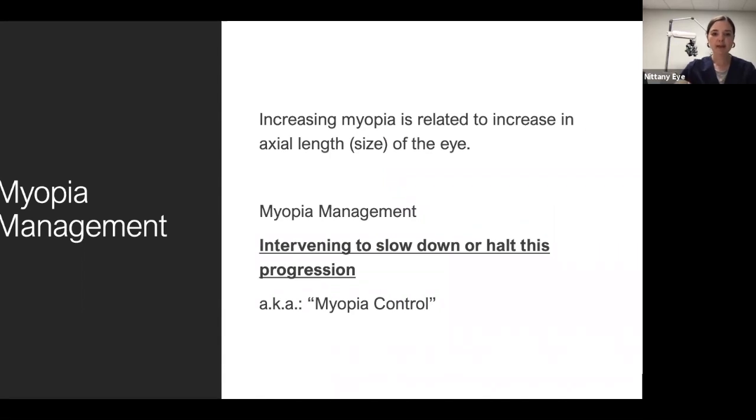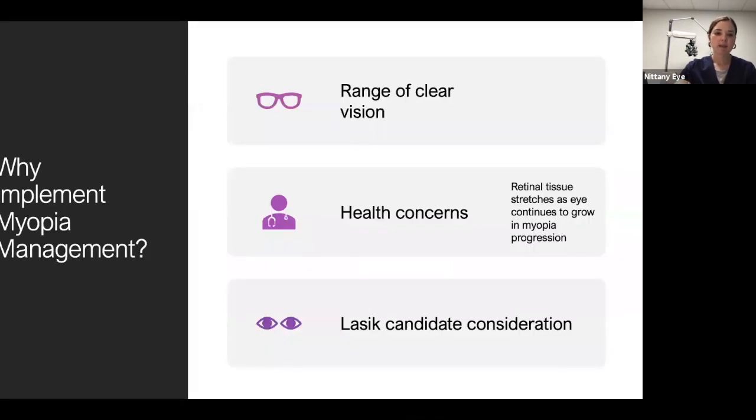So myopia management is when we intervene to slow down or halt this progression. And one of the biggest reasons we want to do that is because the more we understand about the change that they're having, we're seeing that it is related to an increase in the actual size of the eye, which stretches the retina.